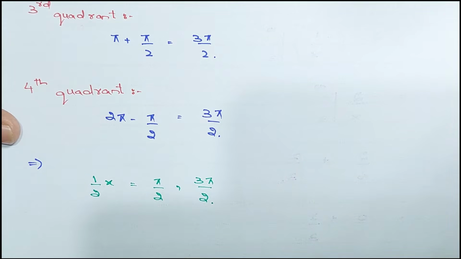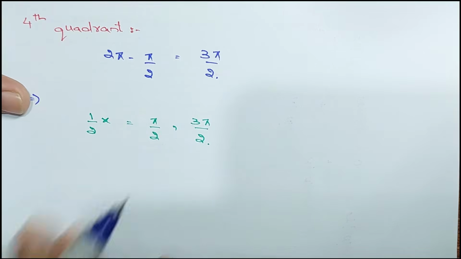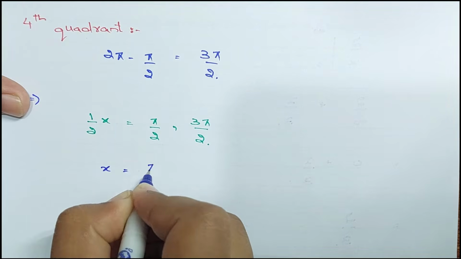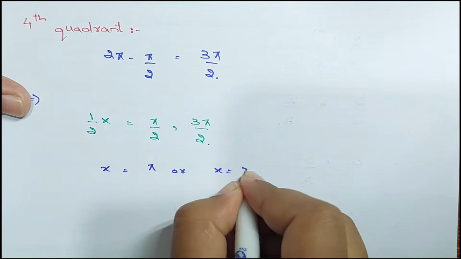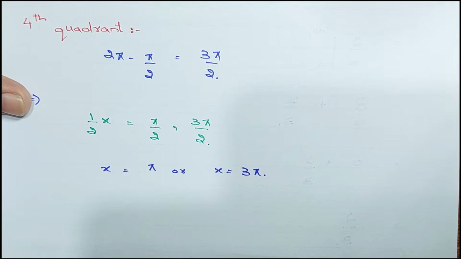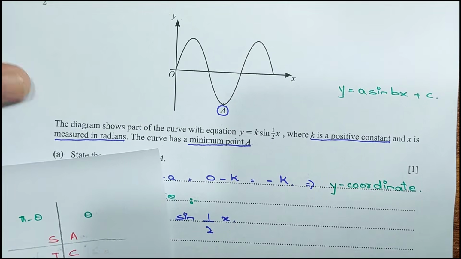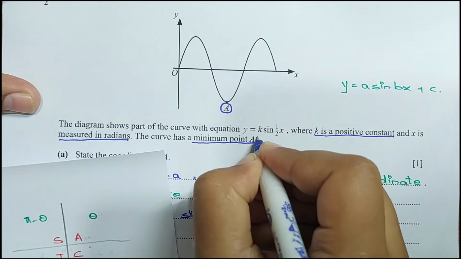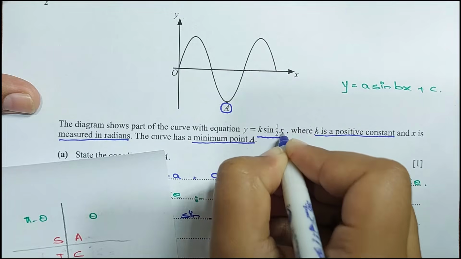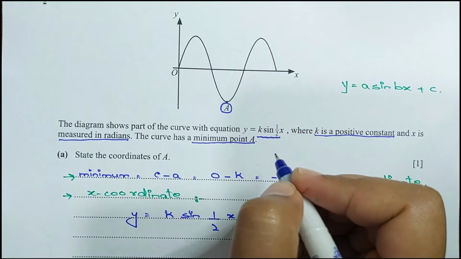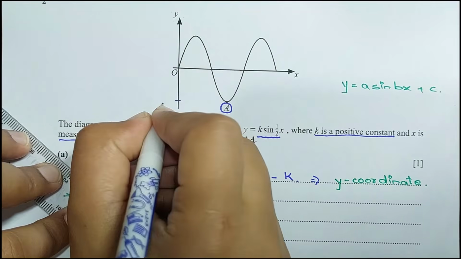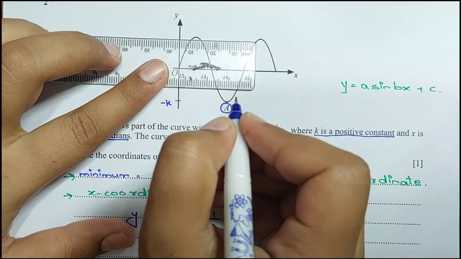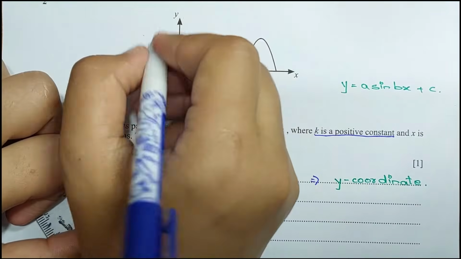And what are the solutions? So let me solve for x. So x is equal to pi, cancel the 2, and x is equal to 3 pi. Let me check which is the x coordinate. So look at the periodic function, the sine function, right? This equation says k sine half x. So the minimum point is negative k, which means the maximum is positive k.